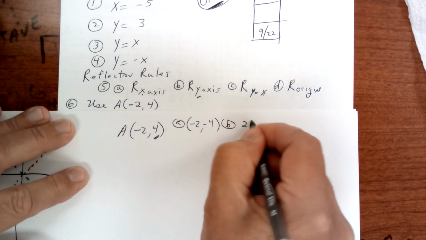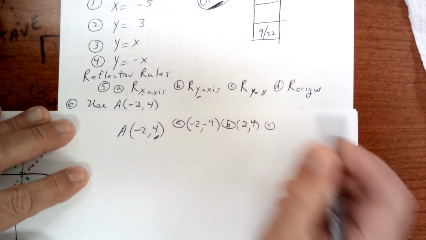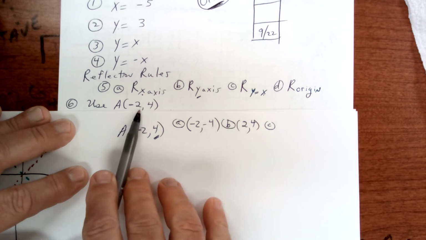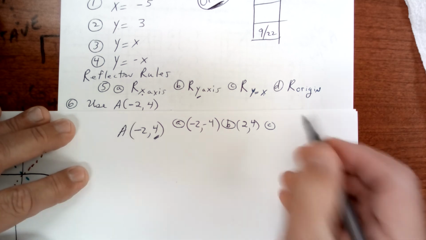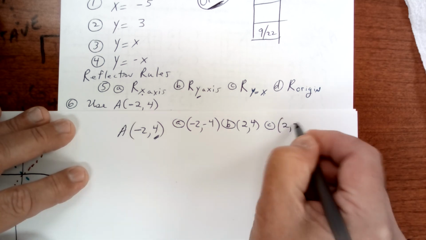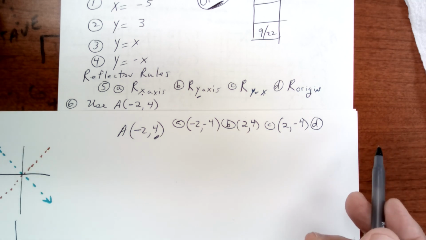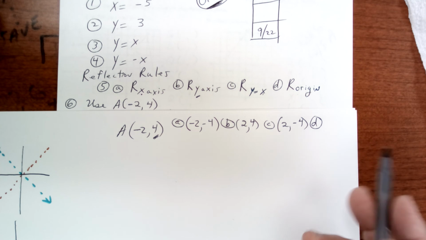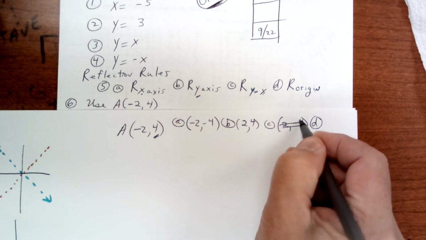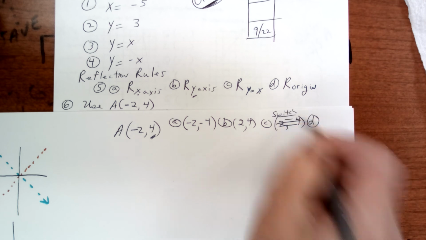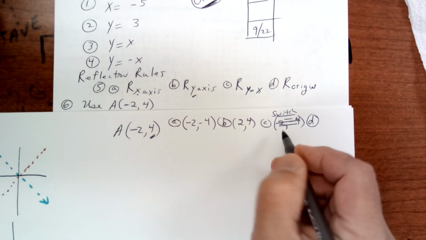Always go back to the original. If you want to do this one, you change them, you don't switch. So change, change. So that's going to be a +2 and a -4. And then finally, if you want to do the origin, actually let me back up on this one. This one I think was just switch. All right, so let's switch that up. So that's going to be 4 and -2.